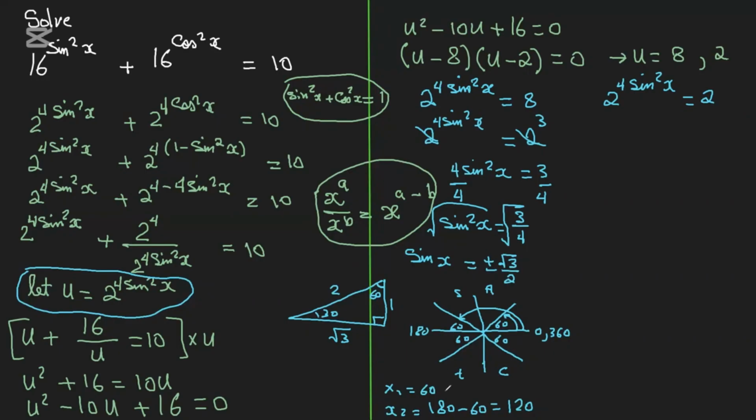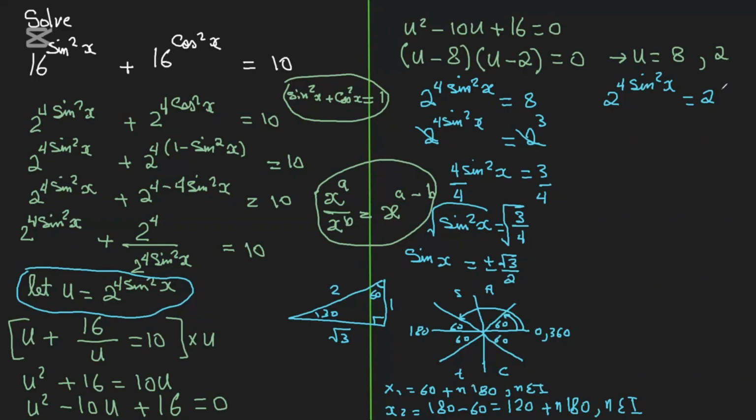So what you need to say here is 60 plus n 180, where n is a member of all integers, or Z. And here also it's 120 plus n 180, where n is a member of all integers.